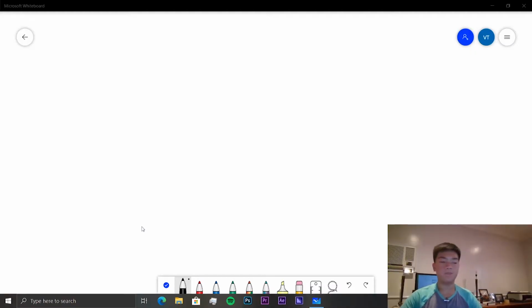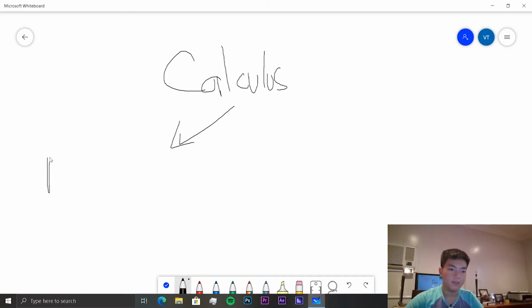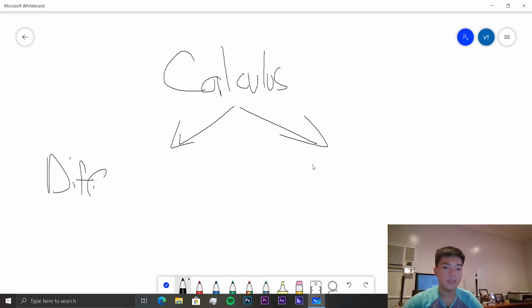Anyways, as I was saying, in calculus, there are essentially two branches. One is differentiation, which we've already covered a lot about, and the other major branch we need to know about is integration.